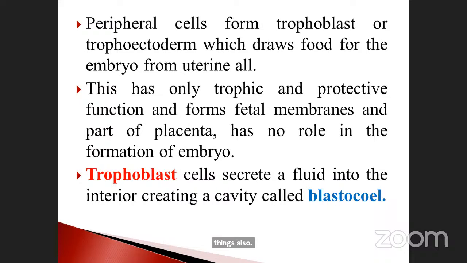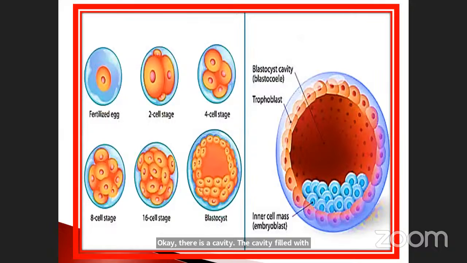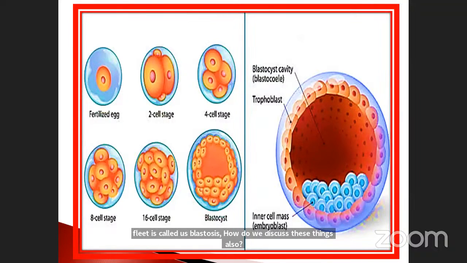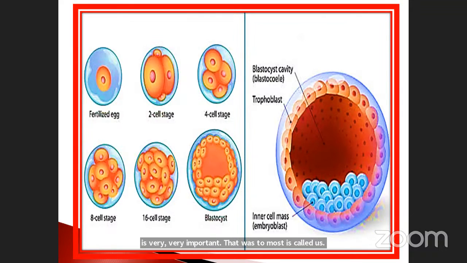The peripheral cells form the trophoblast or trophoectoderm. Okay. The trophoblast cells secrete the fluid called blastocoel. Okay. There is a cavity; the cavity filled with the fluid is called blastocoel. Already we discussed these things also. This is very, very important. The outermost is called trophoblast. Innermost is the blastocavity, the cavity filled with the blastocoel fluid.